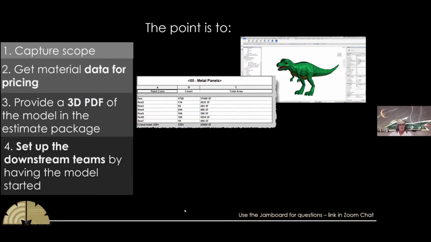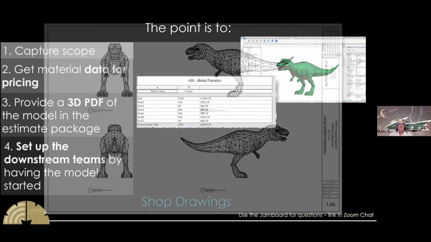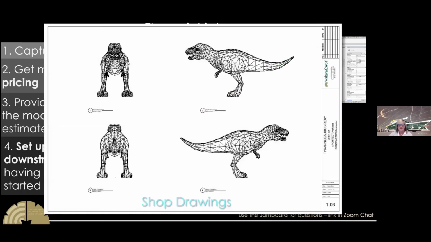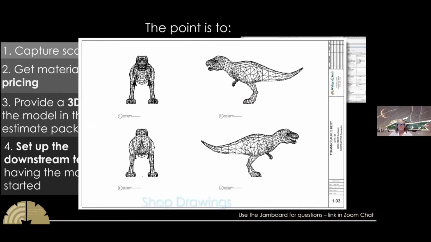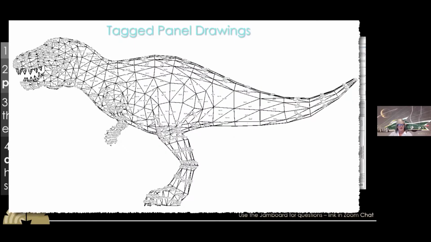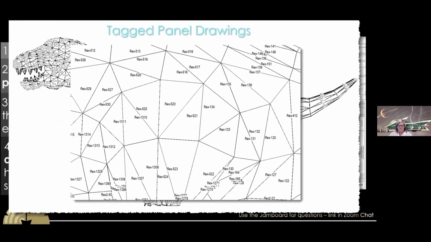Lastly, we want to set up the downstream teams by having that model started for them, so they can start in on shop drawings. They could start creating elevations and getting views on sheets, and then they're just refining that model as it continues on. And then tagged panel drawings. The panel guys are going to go over this in their video. So now we can have these tagged panels. If you zoom in on this, you'll see that every part has a number. This is based on developments in that takeoff program, so they'll get into that.